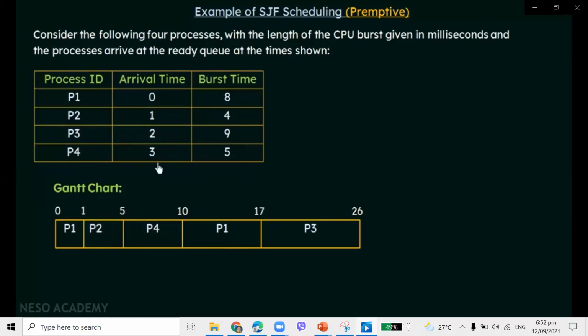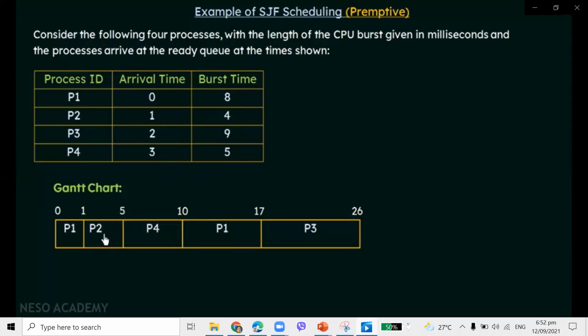So similarly, when P4 had arrived, it was at 3 milliseconds. So at 3 milliseconds, what was the condition of P2? P2 had already gone from 1 to 3. So 1 to 2, 2 to 3. So at the third millisecond, P2 already completed 2 milliseconds of its execution. So the remaining time is again 2 milliseconds. So from 3 to 4 and 4 to 5. So that was the remaining time of P2.